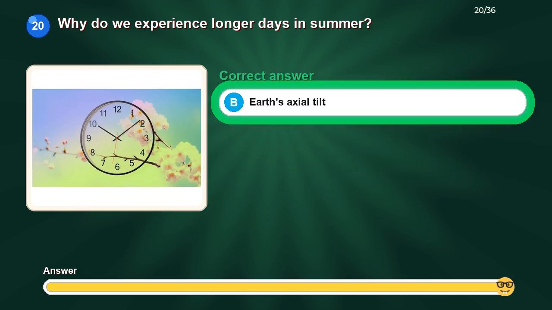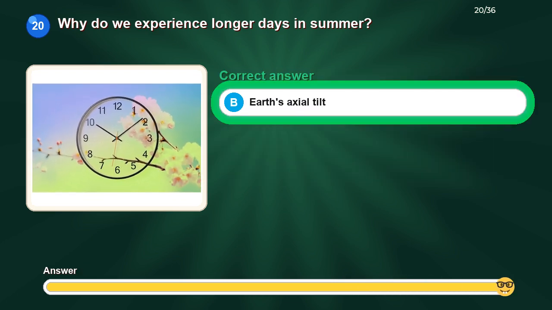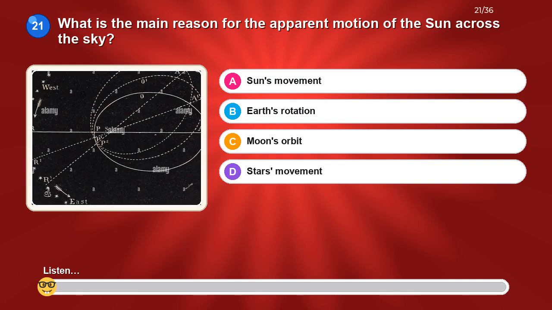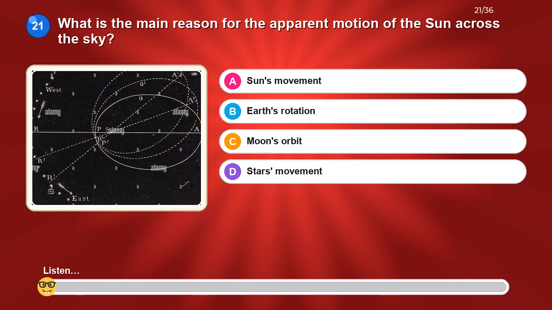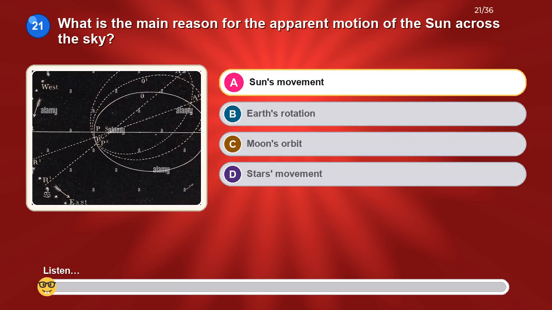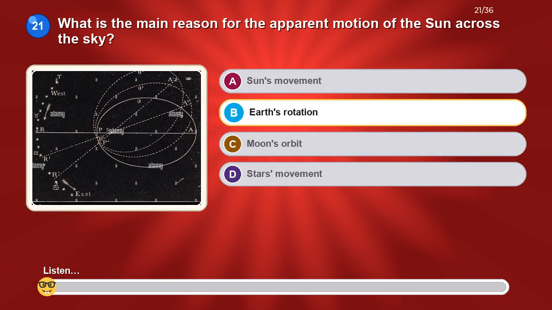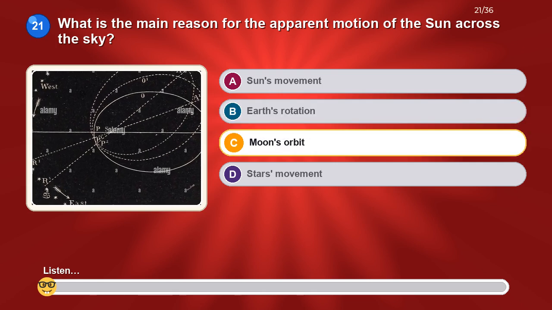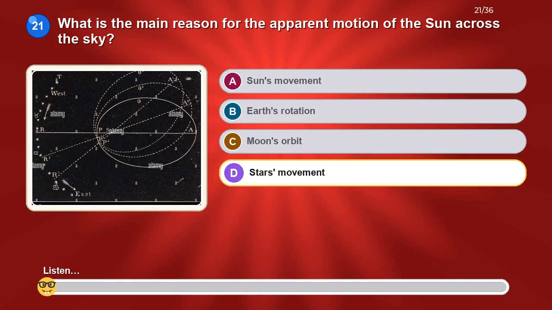The correct answer is Earth's axial tilt. What is the main reason for the apparent motion of the sun across the sky? Option A. Sun's movement. Option B. Earth's rotation. Option C. Moon's orbit. Option D. Stars' movement.